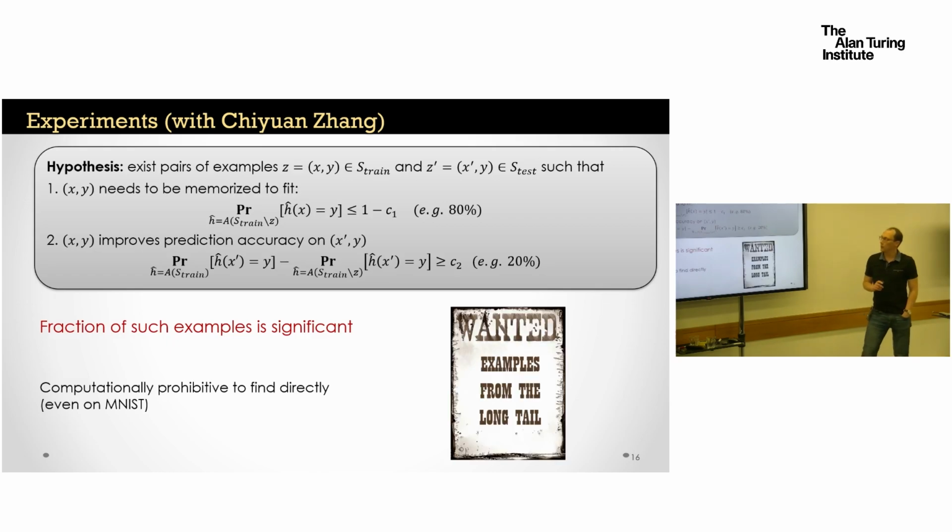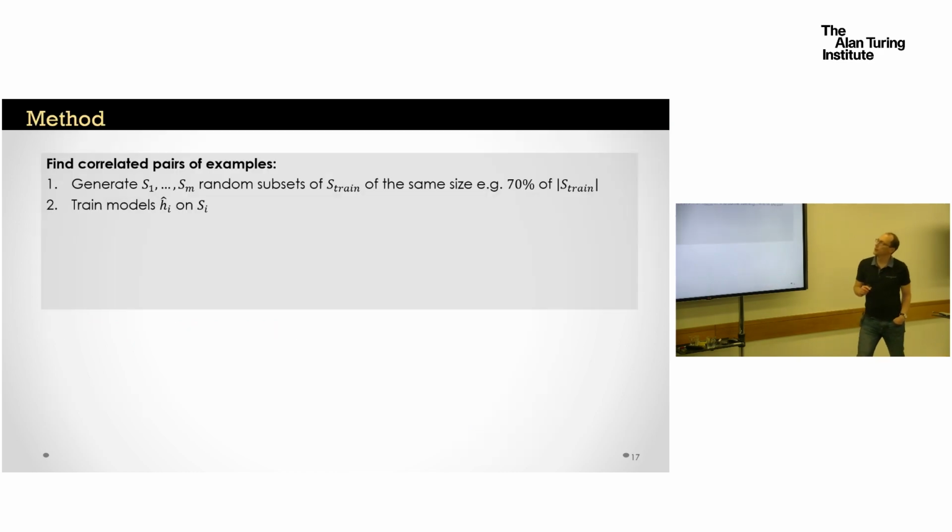On the experimental side, our main contribution is to show that there is a relatively simple way to identify these examples. And we do it in the following way. We generate many random subsets of the training set of size roughly, say, 70%, but it's not very important. And we'll train a model on each of those random subsets.